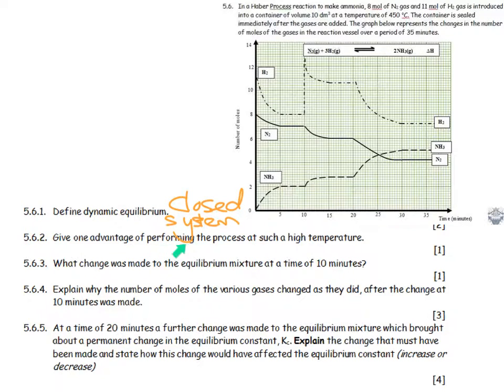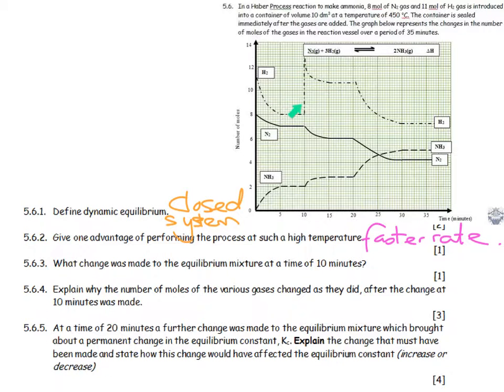Give one advantage of performing the process at such a high temperature: you would have a faster rate, and therefore the reaction would take place faster. What change was made to the equilibrium mixture at the time 10 minutes? So something happened over here.